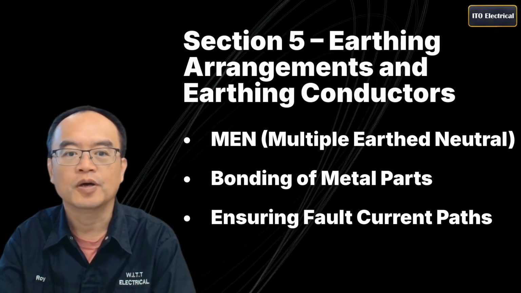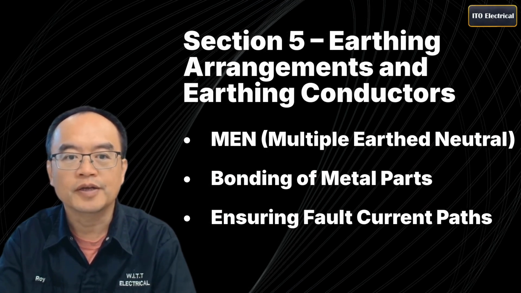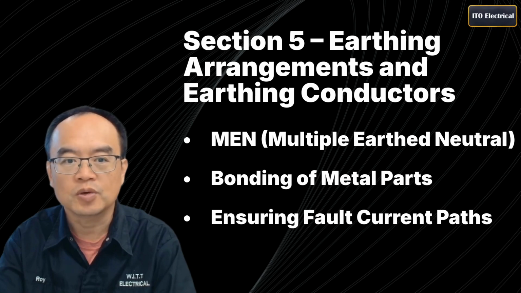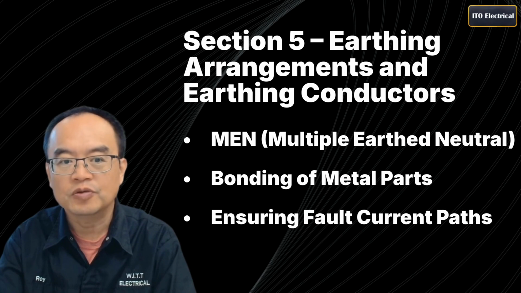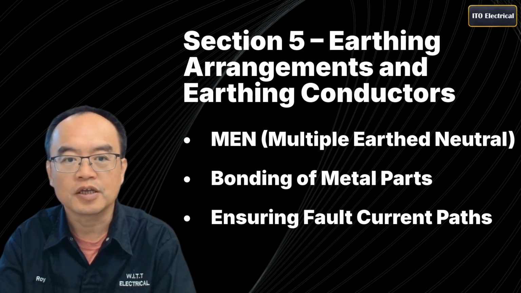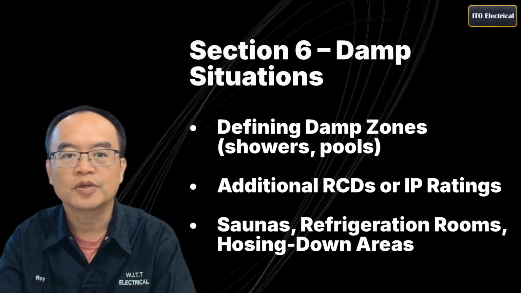Earthing is a critical part of safety. Section 5 details everything from how the MEN system works to how you bond all conductive parts like pipes and structural metal, so that if a fault occurs, current travels safely to earth and the circuit breaker or fuse operates quickly.